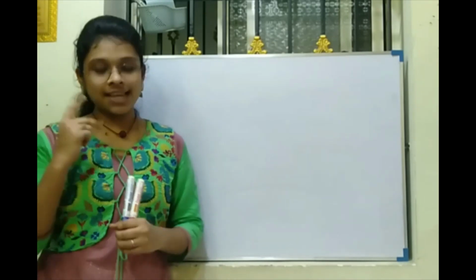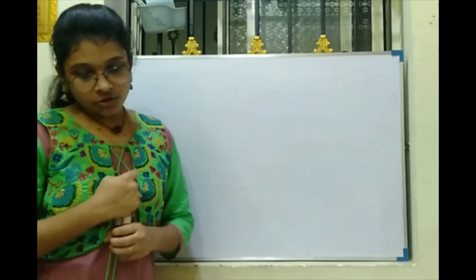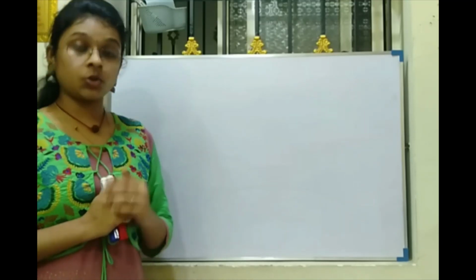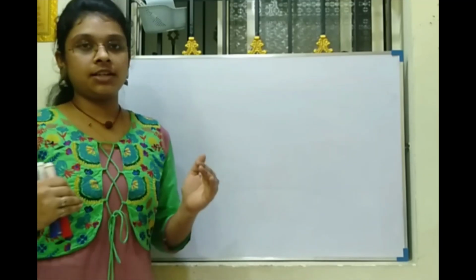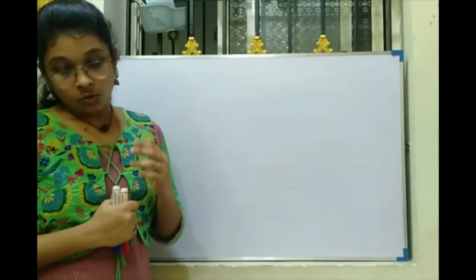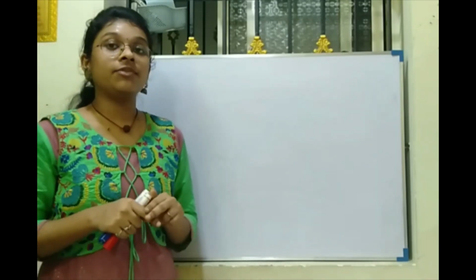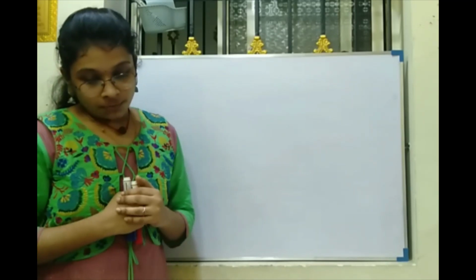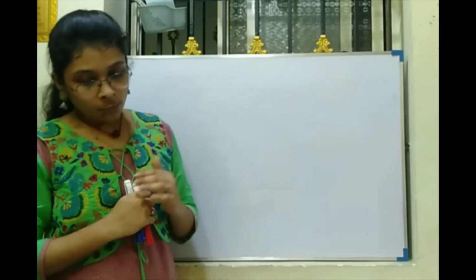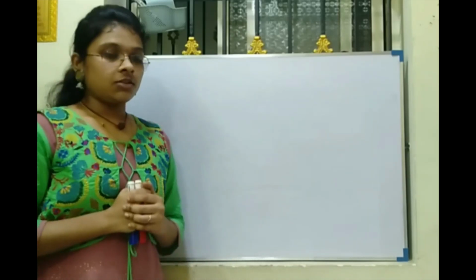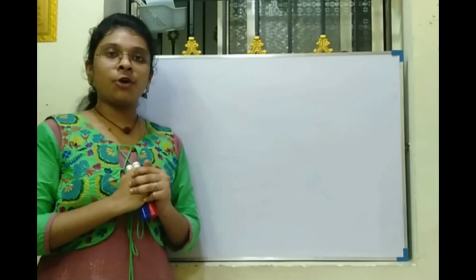Now let's move on to the second sum. The question is, it is required to make a closed cylindrical tank of height 1 meter. So they have given the height of the cylindrical tank, which is equal to 1 meter, and base diameter 140 centimeter. Here they have given the value of diameter. From that we have to find the radius. From a metal sheet, how many square meters of the sheet are required for the same? So we have to find the area for metal sheet.